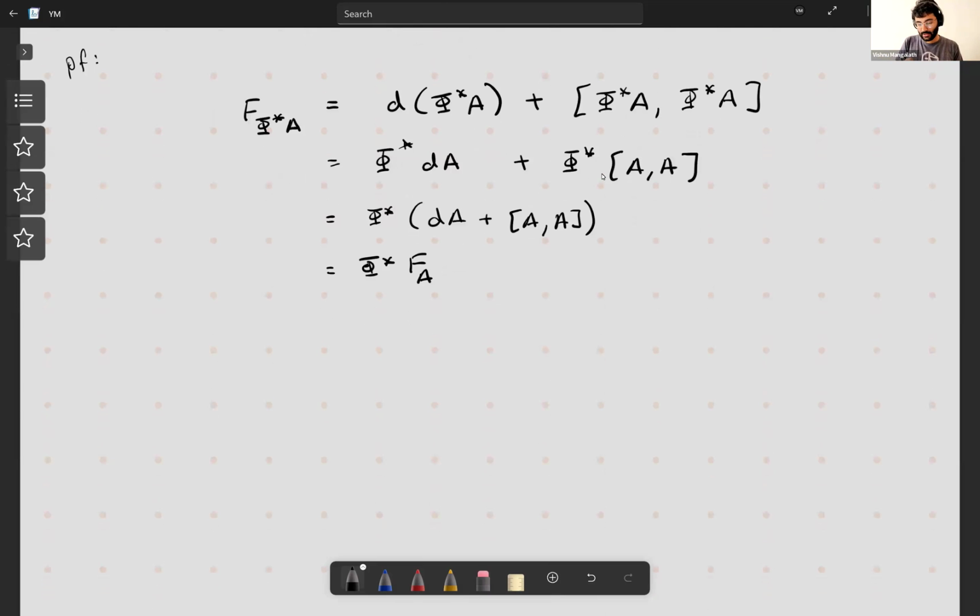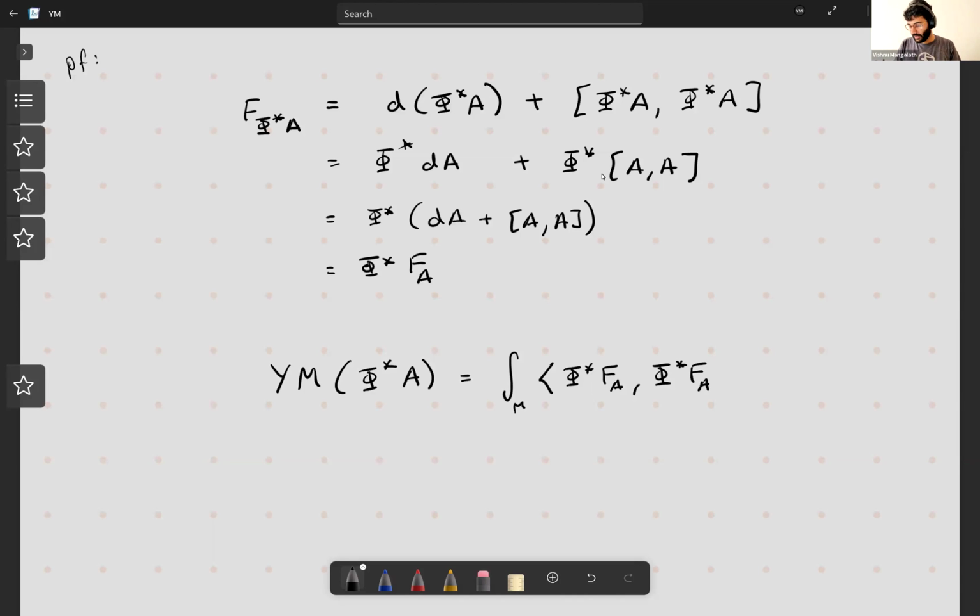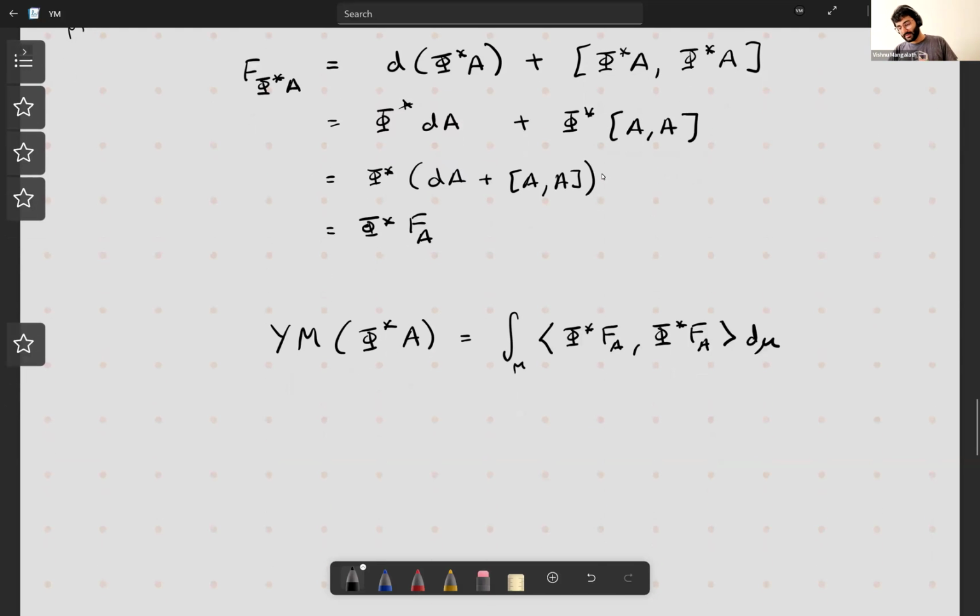Okay, so now we can look at the effect of gauge transformations on the Yang-Mills functional. So let's calculate YM of the pullback under gauge transformation of A. That's equal to the integral of the inner product of the pullback of F_A with the pullback of F_A, with respect to mu. Okay, so this comes again to some of the stuff I'm less comfortable with, all the Lie algebra stuff.